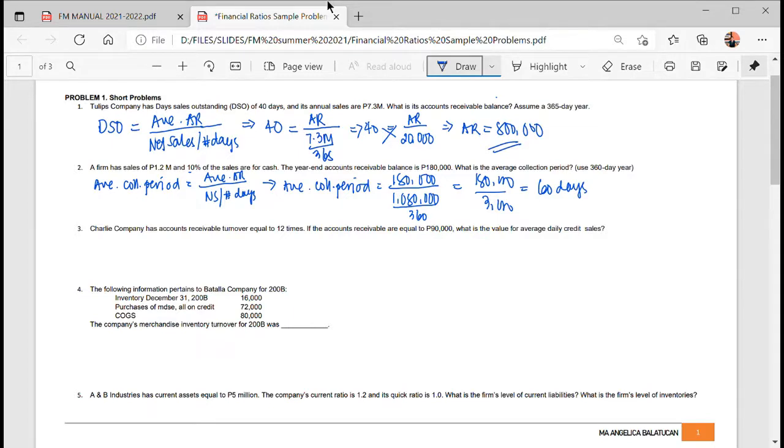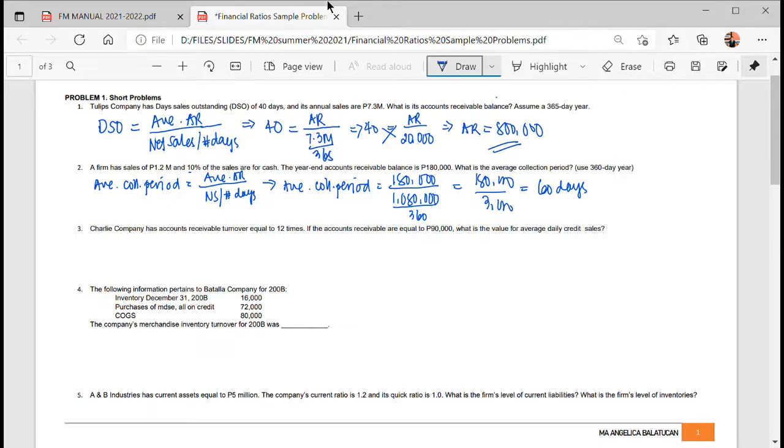So if we're going to compute for the collection period, how do we use this one to make an analysis? Based on the given, out of the 1,200,000 sales, 90% is for credit. So that is the amount that we're going to be collecting from our customers. How many days will it take us to collect the accounts receivable? That is being answered by the average collection period. So how many days? That would be 60 days.